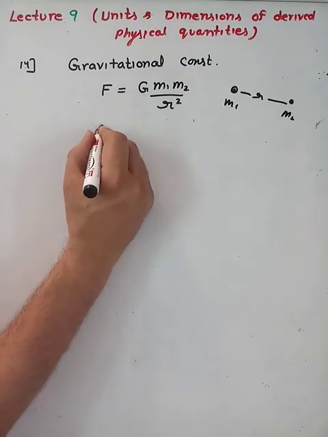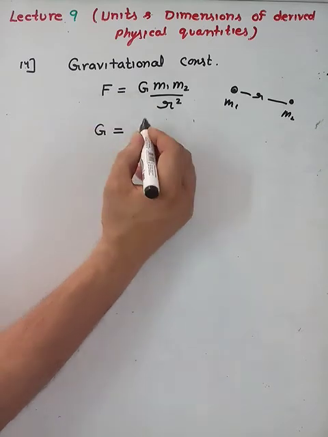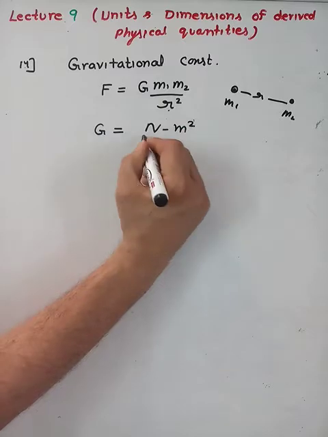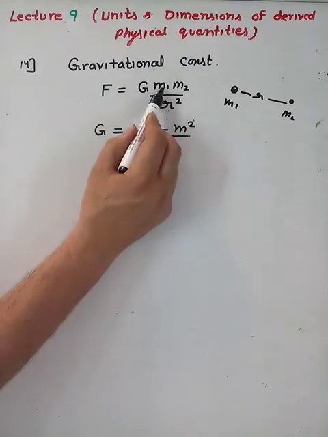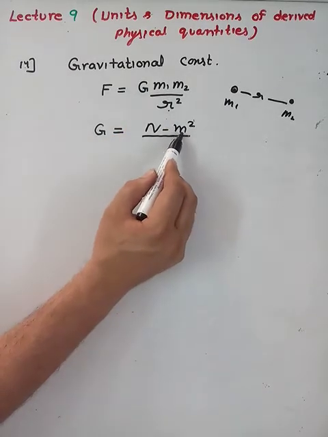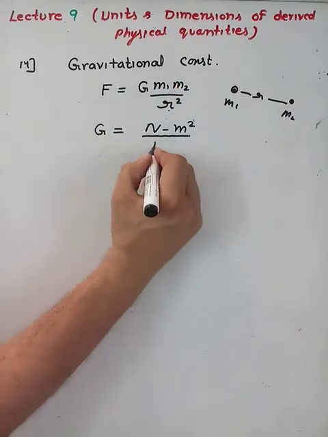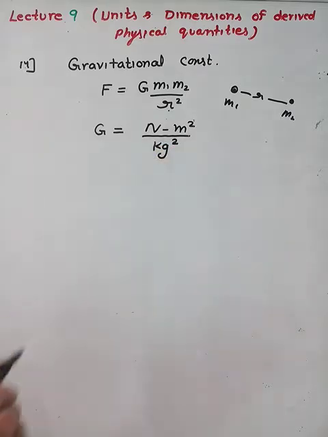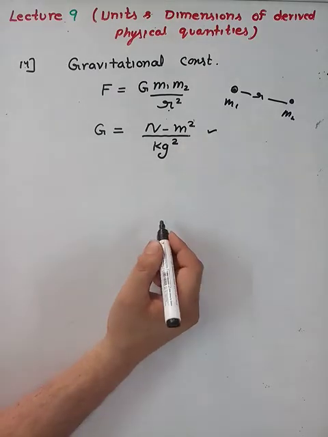Therefore, dimension of G: first of all we find the units of G. F is Newton, r square will be meter square. Sometimes you will get confused that this is also m, this is m. This m is the symbol of the physical quantity mass, and this m is for the unit, meter. Now m1 and m2 move to the denominator, it is kg and kg. Both the masses have the same units, therefore it is kg square. So this is the unit for G.